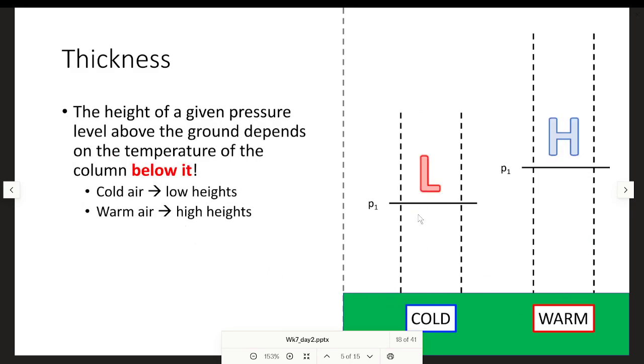So cold air has low heights. If you think about it, cold air doesn't really want to rise. It's fine staying where it is, so it's not going to push this pressure level up. But if you have warm air, it's going to want to rise, so it's going to push the pressure level up. So cold air is low heights. Warm air is high heights.